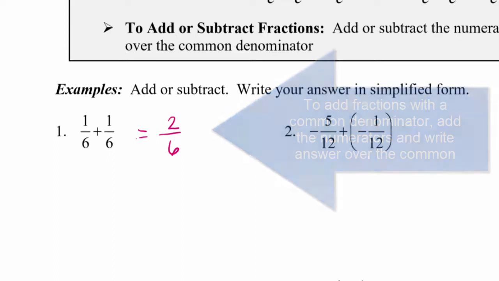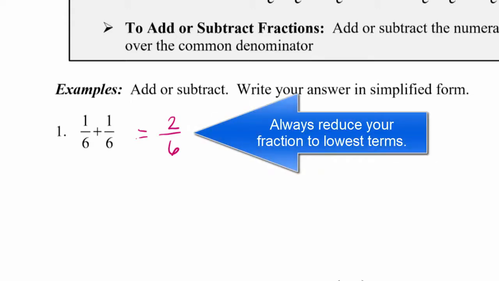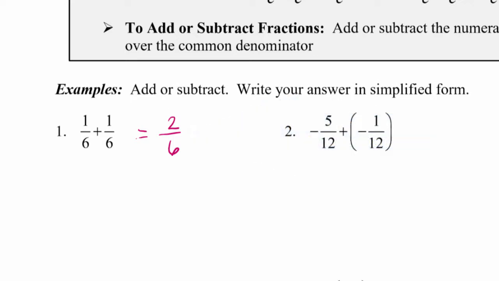So our answer is 2/6, but you always want to check and see if you can reduce the fraction further if there's a common factor. And the 2 and the 6 have a 2 in common, don't they? So we're going to divide. We'll divide the 2 by the 2 and the 6 by the 2. And so we're going to get 1/3. So 1/6 plus 1/6 is equal to 1/3.